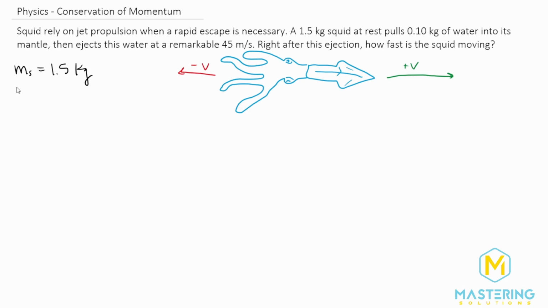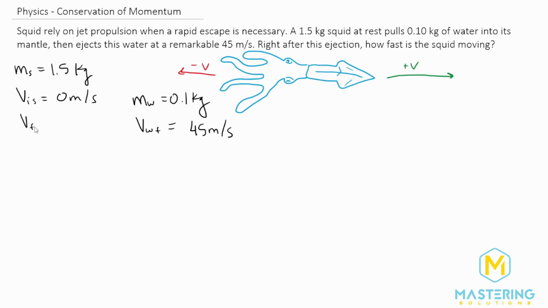And they say initially it's at rest. So the initial velocity of the squid is 0 meters per second. Then they say that the mass of the water is equal to 0.1 kilograms. Everything's in SI units so far, which is great. And then when it ejects the water, the final velocity of the water is equal to 45 meters per second. So they say, what is the final velocity of the squid?